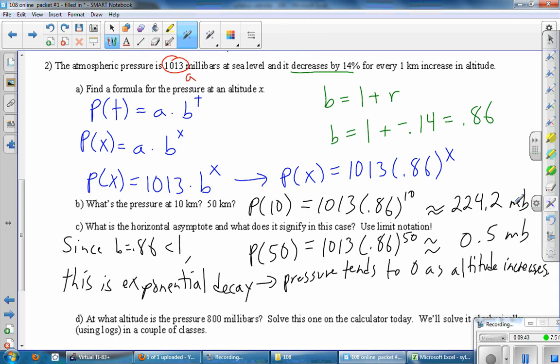And you can see that. It's 1,013 at sea level, and then you go 10 kilometers up, and you're down all the way to 224, and at 50 kilometers, you're only at half a millibar of pressure. Half a millibar compared to 1,000 millibars. So if we want to use limit notation, this is good practice. Limit as x goes to infinity of the function. The function, the rule is p of x in this case, and that is equal to 0.